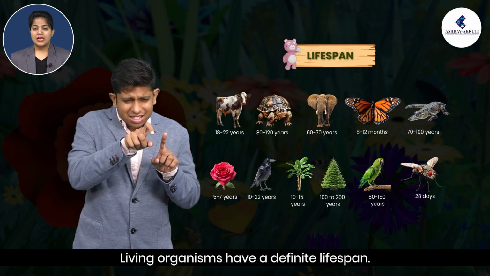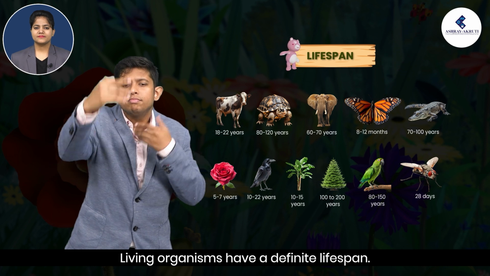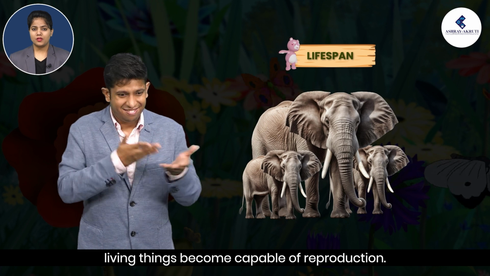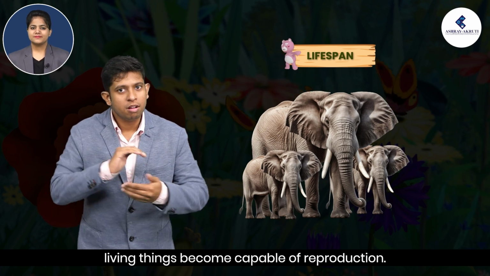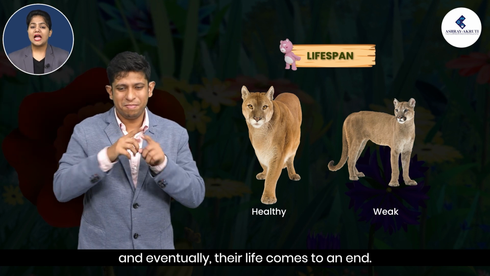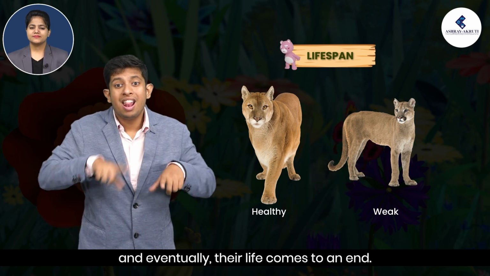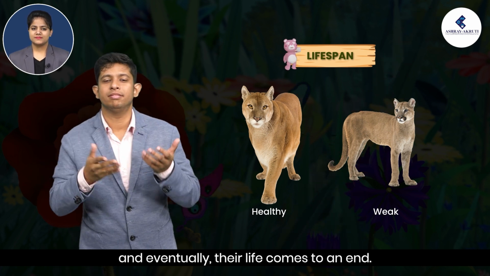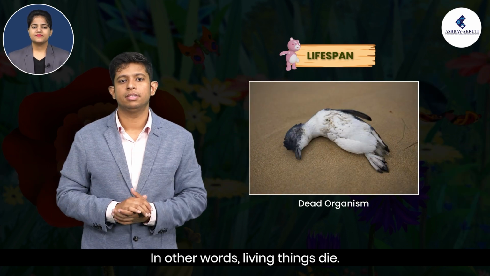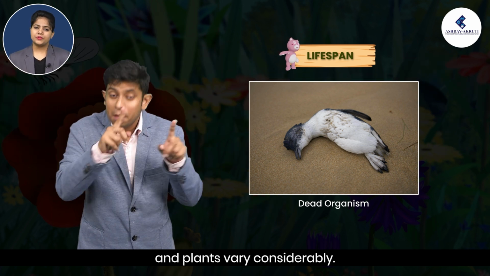Living organisms have a definite lifespan. At a certain stage of life, living things become capable of reproduction. Later in life, their organs may become weak, and eventually their lives come to an end. In other words, living things die. The lifespans of different animals and plants vary considerably.